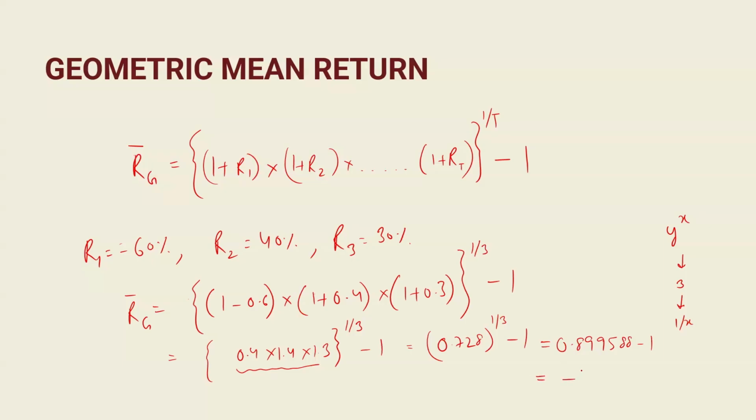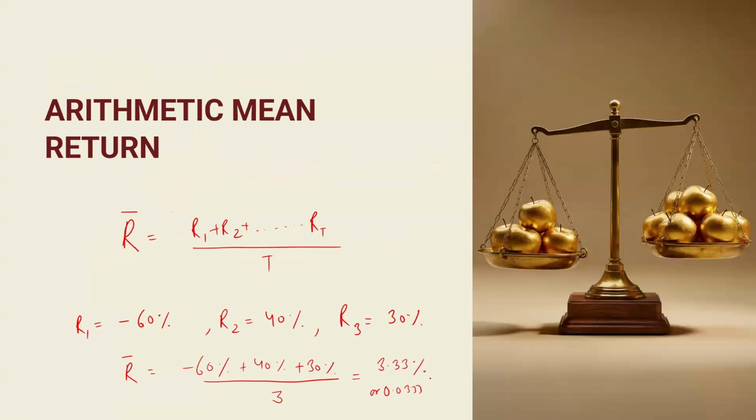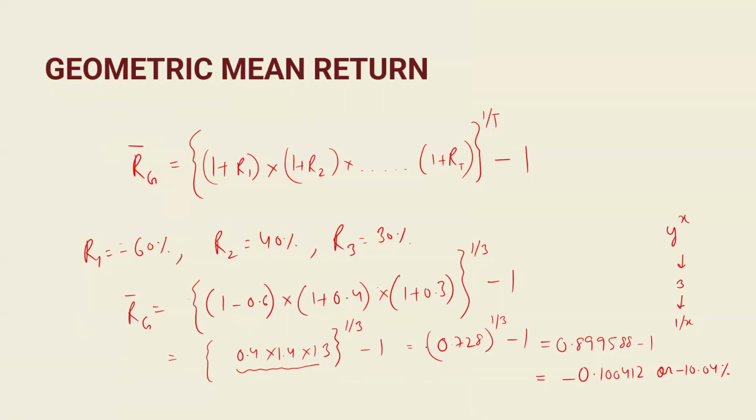It is negative 0.100412 or negative 10.04%. Okay, is the calculation clear? Okay, fine. So you see the difference. For the same numbers, we were getting the arithmetic mean as a positive number, 3%. So you could have been misled into believing that your return is overall positive. But now you see that your geometric mean is actually negative 10.04%.